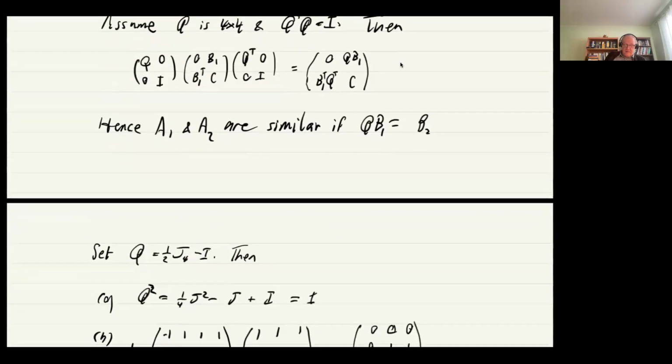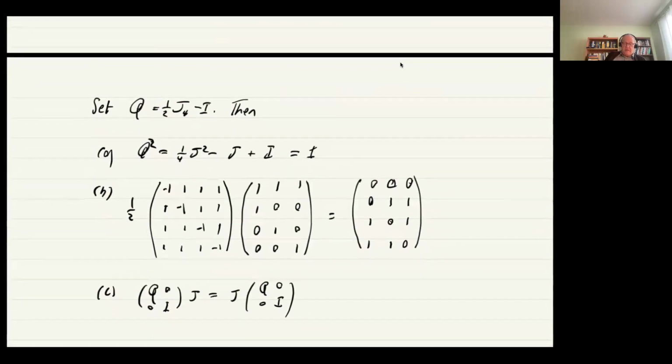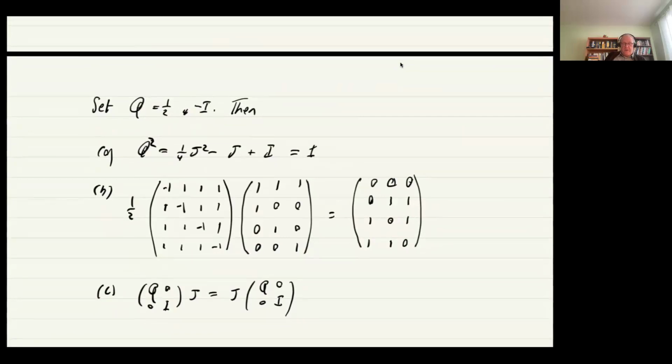Okay, fine. So how can we find such a Q? Well, it's very easy. You just take half the 4 by 4 all ones matrix J minus the identity. If you do that, the first thing is you get that Q squared is 1/4 of J squared minus J plus I. Now J squared is 4J, so this is just J minus J plus I, which is I. So Q is a symmetric matrix and it squares to the identity. So Q inverse is equal to Q, which is equal to its transpose. So Q is orthogonal.